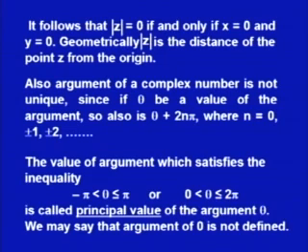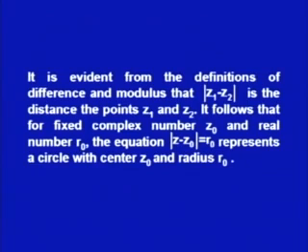The value of the argument theta which satisfies the inequality, that is theta is greater than minus pi and less than or equal to pi, or theta is greater than 0 and less than or equal to 2 pi, is called the principal value of the argument theta. We may say that the argument of 0 is not defined.